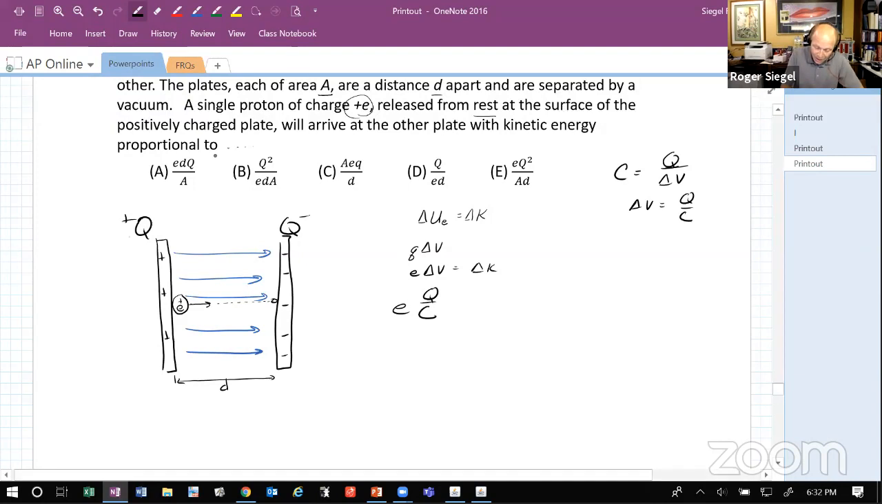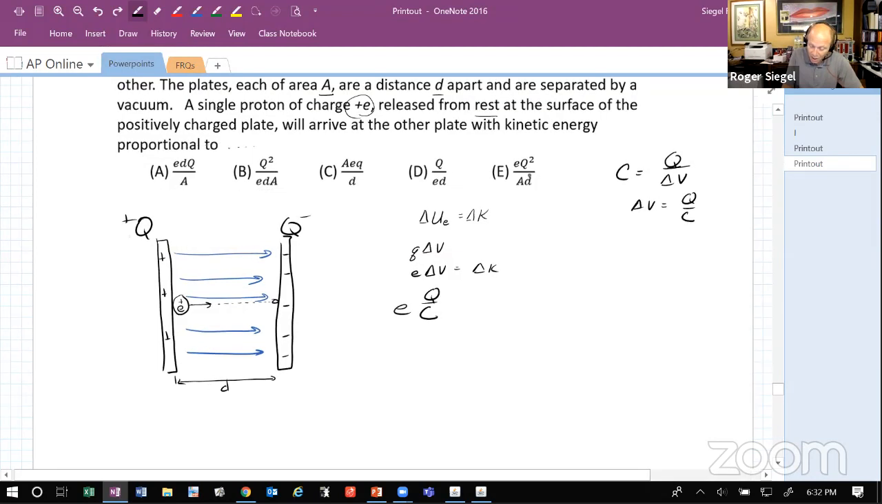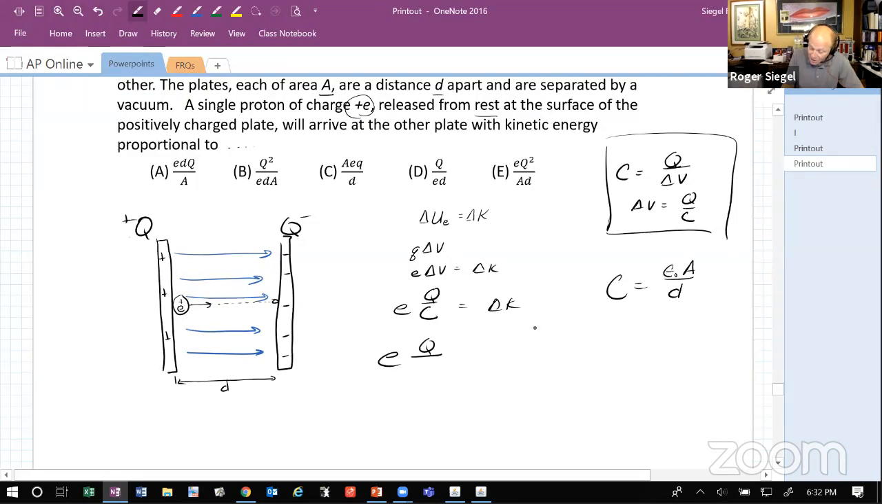But then I look up here, and again, none of these have a C in them. So they're all in terms of something else. Well, what's the capacitance of a parallel plate capacitor? I know that C is also K epsilon naught, but K is 1, so epsilon naught A over D. So I'm going to replace that in my delta K. I have e Q over C, and the C is now epsilon naught A over D.